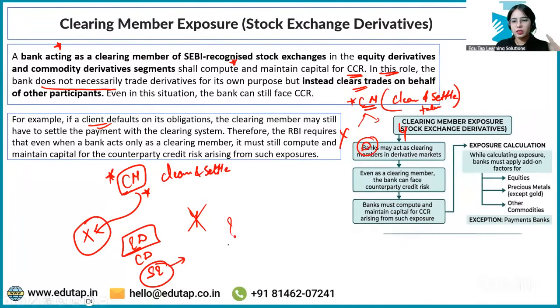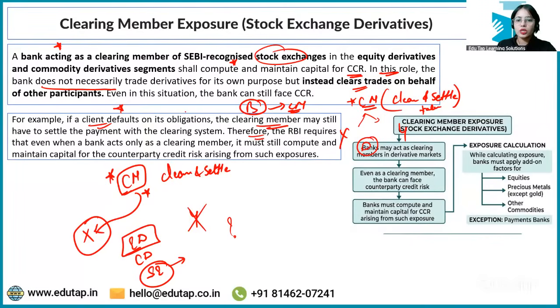Yes, this is what is said here, that a bank, if it is a clearing member, has to clear and settle the trade in the stock exchanges. So if a client defaults, the clearing member may still have to settle the trade, clear the trade, and that's why the bank as a clearing member also has the responsibility, has the obligation.